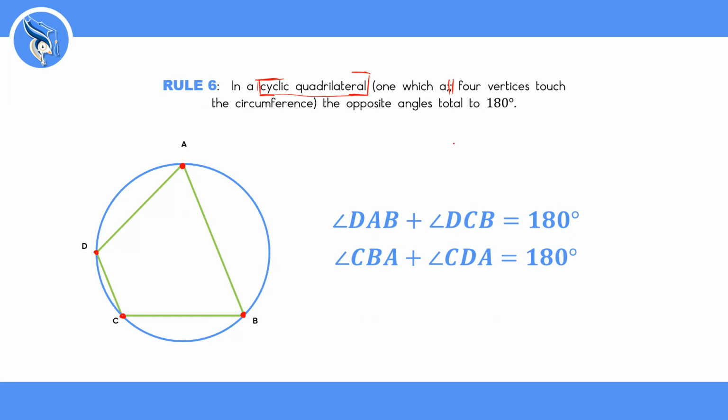Now, the rule is opposite angles in a cyclic quadrilateral add up to 180. So if this is an angle X and this is an angle Y, they're opposite to each other. So X plus Y is equal to 180 degrees. And if I happen to label this P and this Q, P plus Q is equal to 180 degrees as well, all right? Because they are opposite to each other.